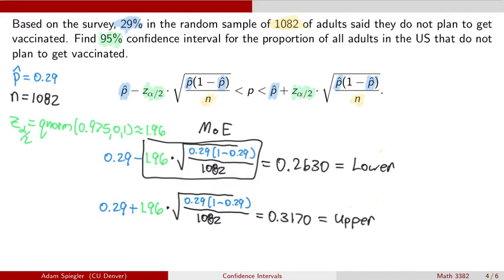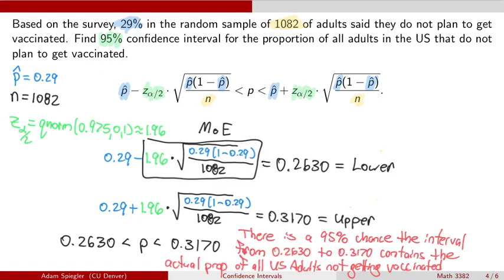And now we've got our 95% confidence interval, namely we have a lower value of 0.2630, and we are estimating that this proportion is somewhere between that lower value and the upper value, 0.3170. So in other words, what this is telling me is there is a 95% chance that, again, we're going to attach this uncertainty to the interval. So there's a 95% chance that the interval from 0.263 to 0.317 contains the actual proportion of all adults in the US that are not planning to get vaccinated.